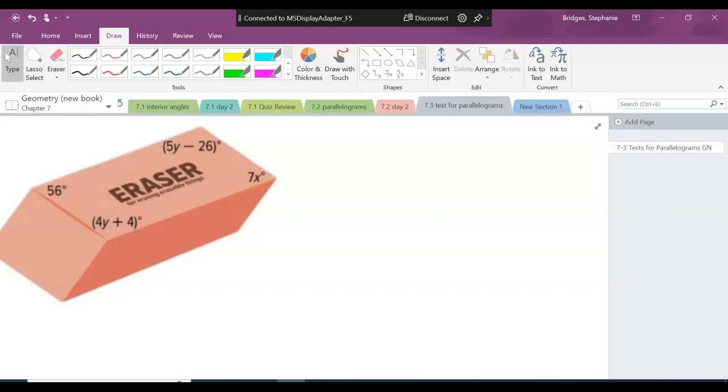And so what we know then is we know that angles that are opposite of each other are congruent. So that's what we can use here. You could also use the supplementary, but the congruent is easier. So set your angles that are opposite each other equal to each other, and solve for x, and then solve for y.